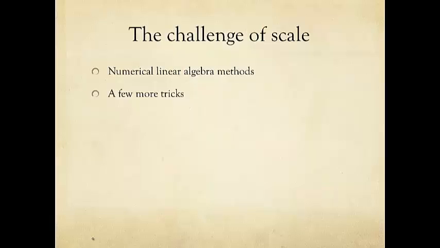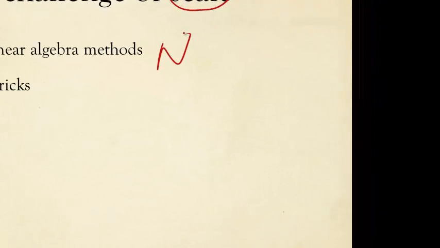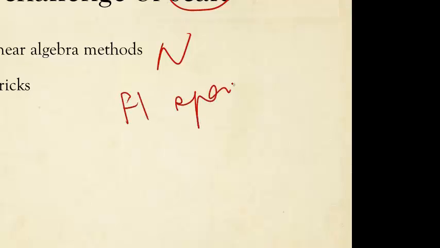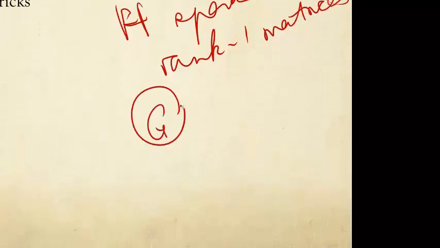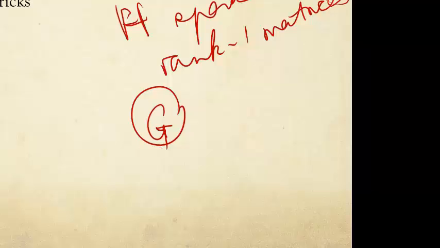But the biggest challenge for Google using PageRank is the challenge of scale. The N is too big. But fortunately, these graphs, H is sparse, and the other graphs' matrices are rank 1 matrices. So you add two rank 1 matrices to a sparse graph, you get a very well-structured graph G that helps a lot in scaling up the computation.